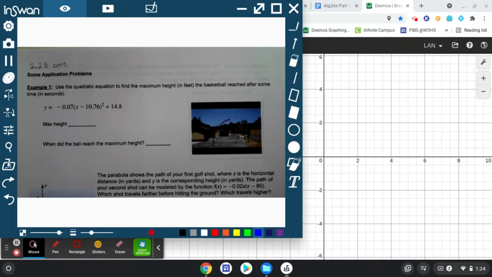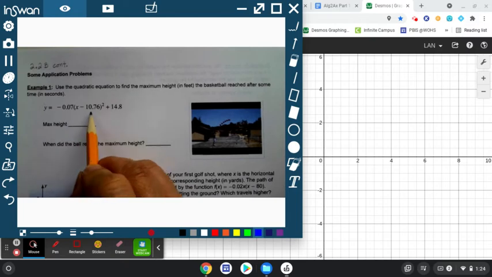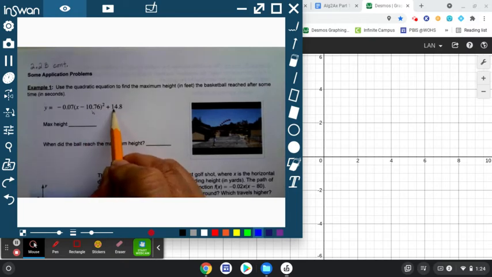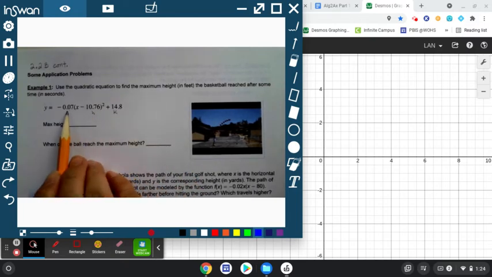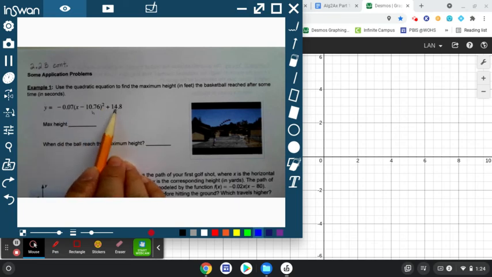In this first example, it says use the quadratic equation to find the maximum height in feet of the basketball that the basketball reached after some time in seconds. So here's the equation they give you. Notice this is already written in vertex form. So this is my h and this is my k. So it's already written as something in parentheses squared plus a number. So that is my vertex.